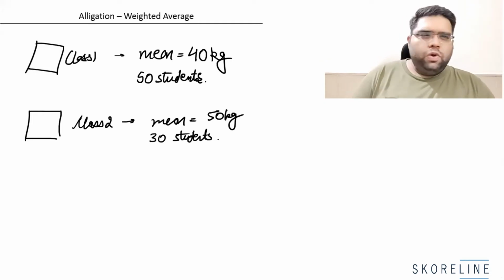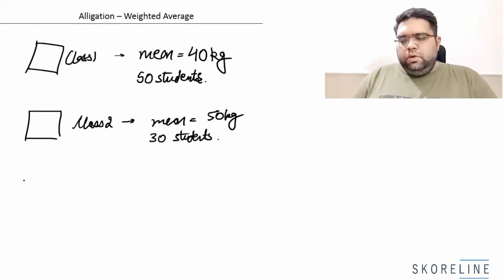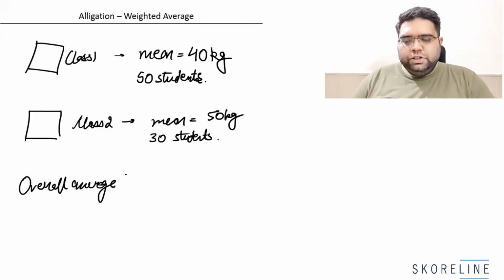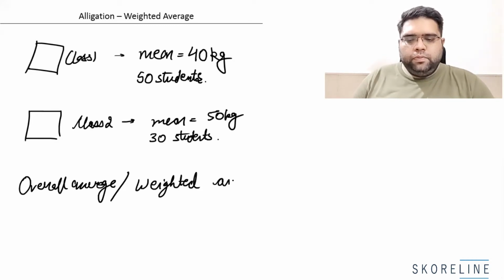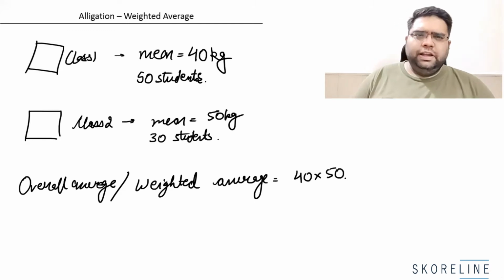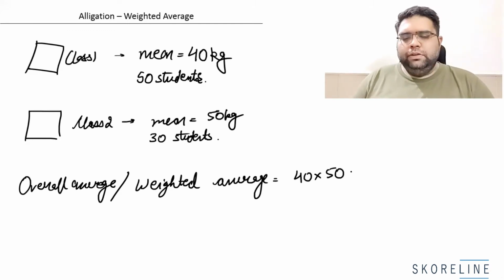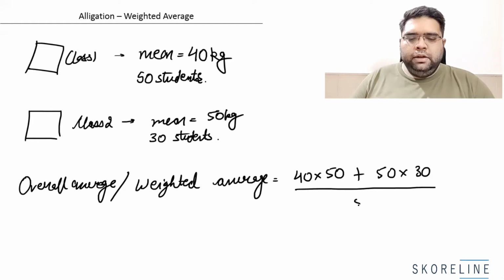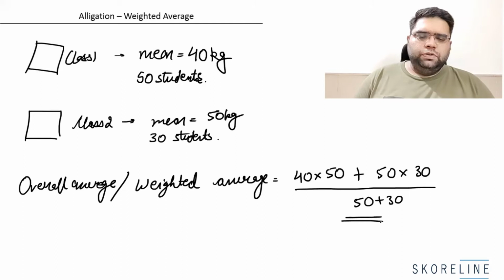How do we calculate the overall average in this case? Overall average, or weighted average, is calculated by multiplying the mean with the number, basically taking out the sum of the weights of both the classes, adding them to calculate the total weight, and divided by the total number of students. Right? This is the way that we solve the questions from weighted average.